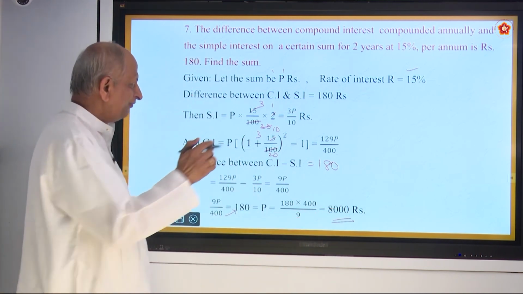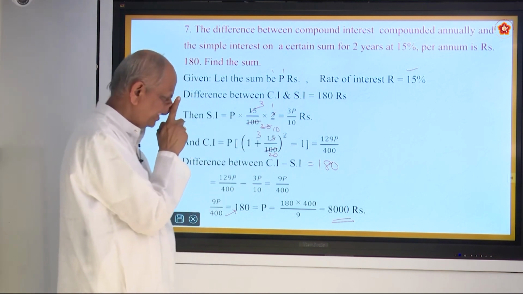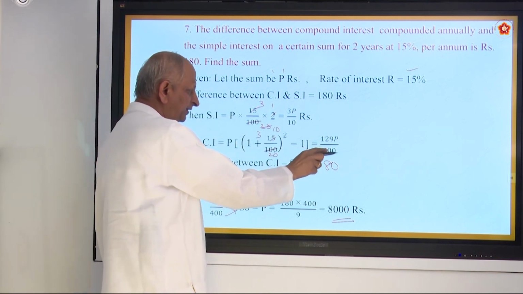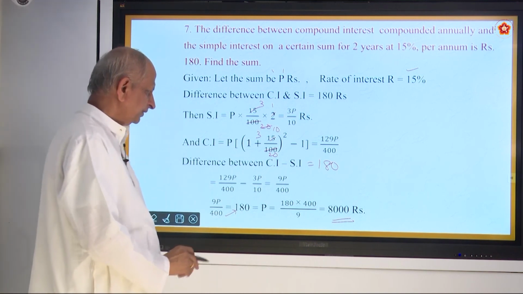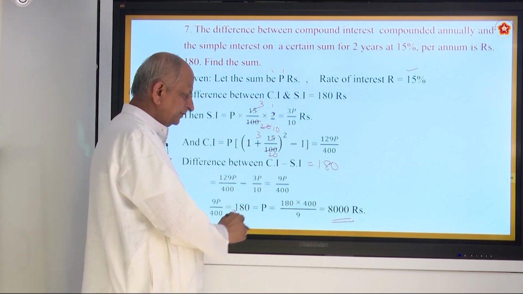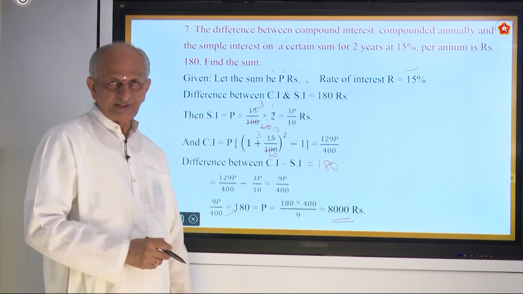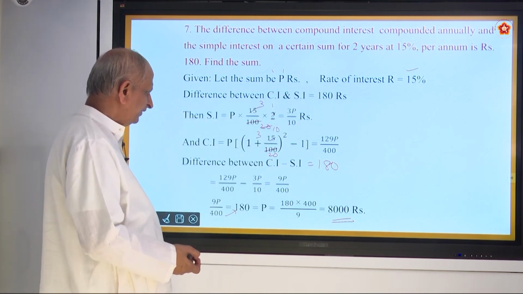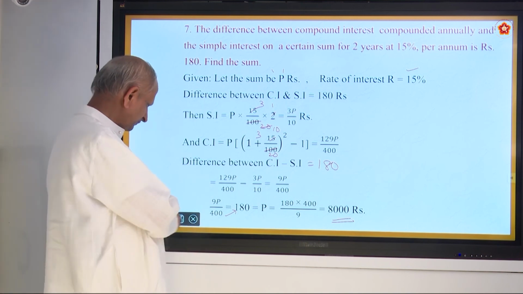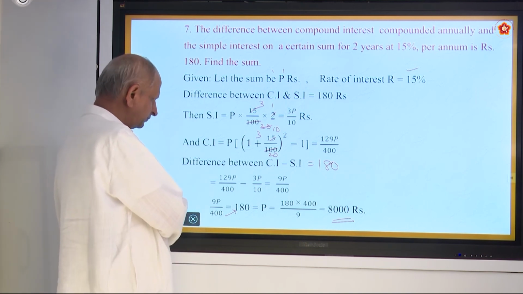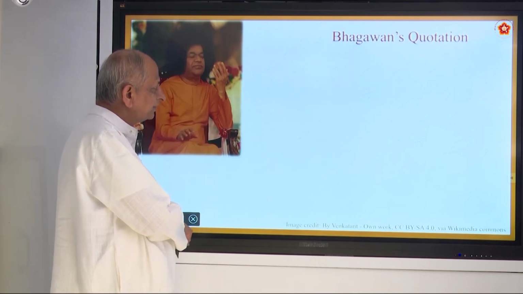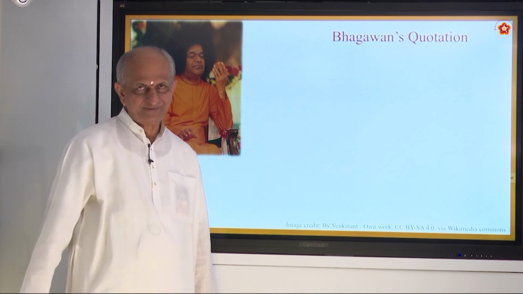Understood? First you find out SI, then you apply in the formula and get the CI difference, and you are given 180 already. Substitute that, you get the answer as 8,000 rupees. Noted? Okay. Now we will see what Baba says.